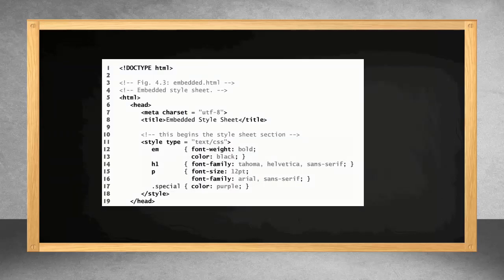A second technique for using style sheets is the embedded style sheet, which enables you to embed a CSS3 document in an HTML5 document's head section. In this example, we create an embedded style sheet which contains four styles: EM, H1, P, and special. The style element in lines 11 to 18 defines the embedded style sheet, and the styles placed in the head apply to matching elements wherever they appear in the body.